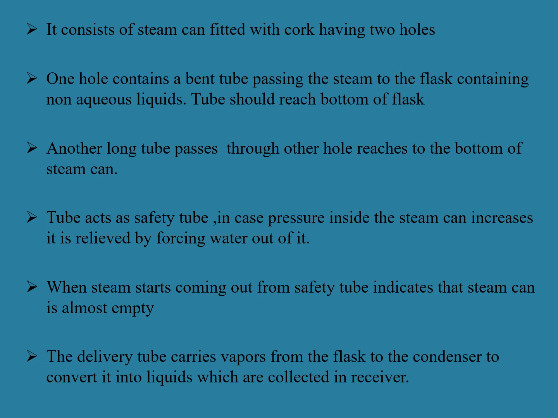This tube acts as a safety tube. In case the pressure inside the steam can increases, it is relieved by forcing water out of it. When steam starts coming out from the safety tube, it indicates that the steam can is almost empty. The delivery tube carries vapors from the flask to the condenser to convert them into liquids, which are collected in the receiver.